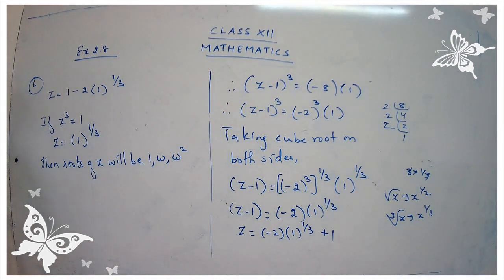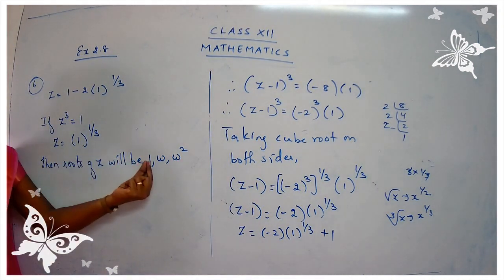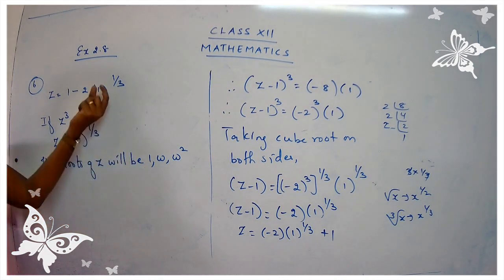Okay. Then the roots of z will be 1, omega, omega square. I hope you people are clear with this thing. Very good. Now what are we going to do here? We are just going to apply the roots and find out the answer. So now what is the work, children? You are just going to replace this 1 in place of this part.